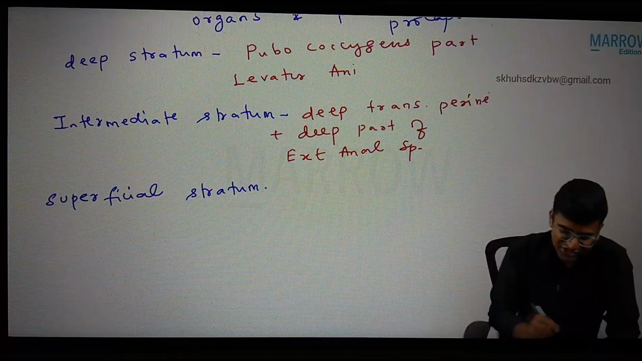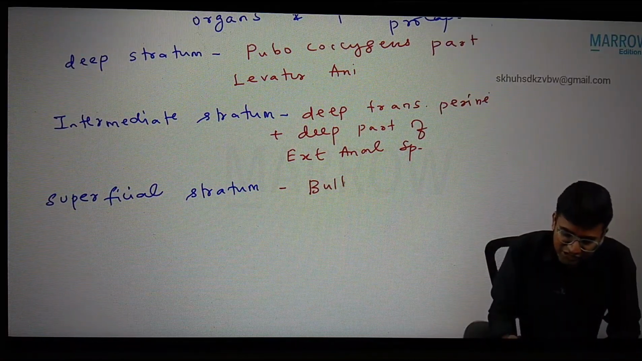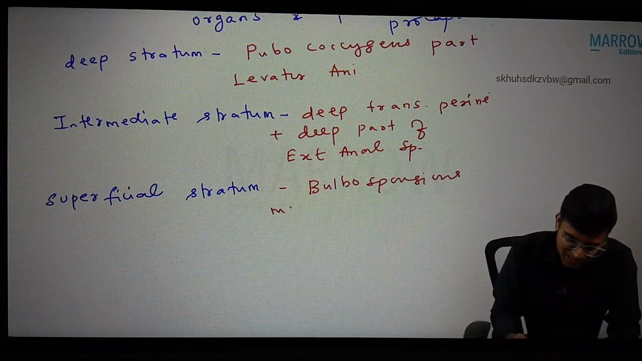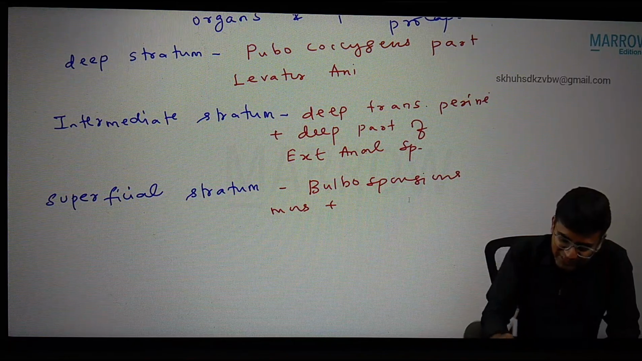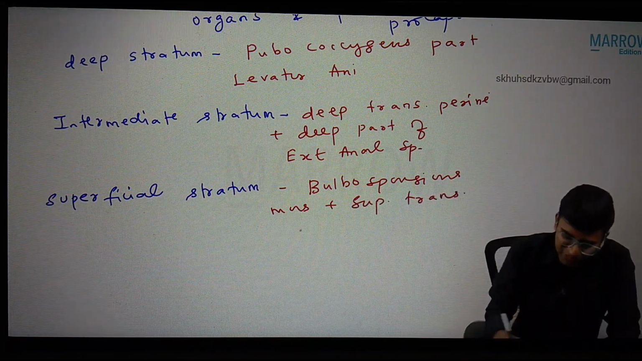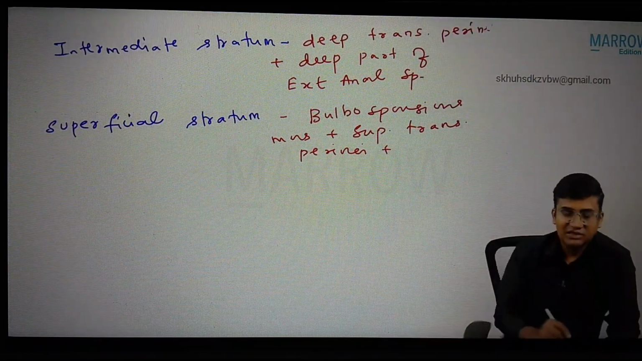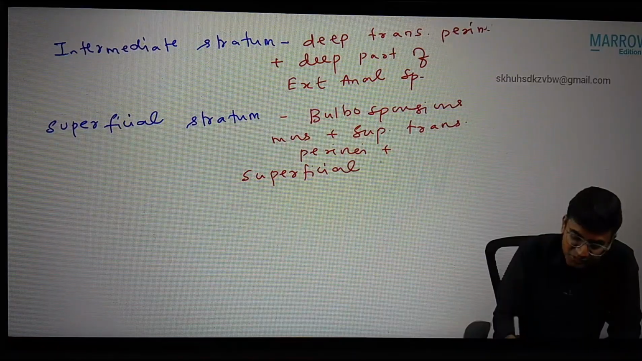Now, what about the superficial stratum? In the superficial stratum, we have bulbospongiosus muscle, and then superficial transverse perineum muscle, plus the superficial part of external anal sphincter.